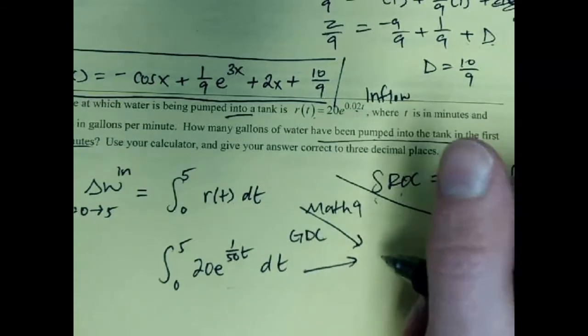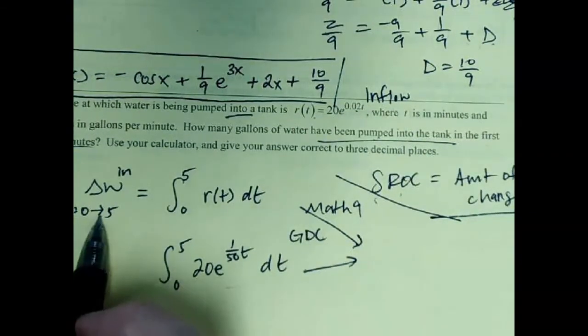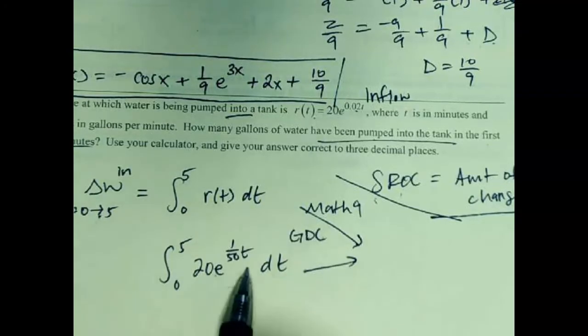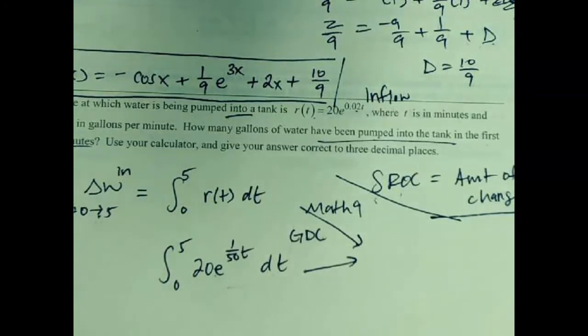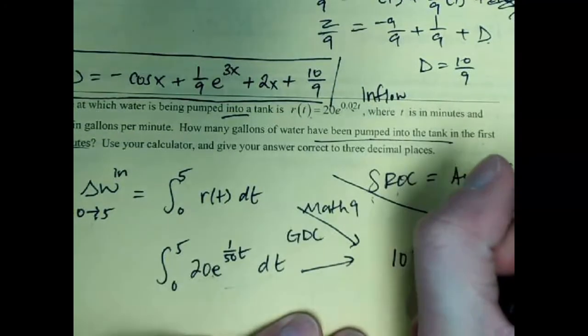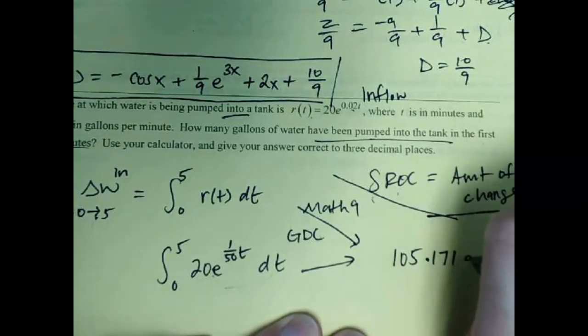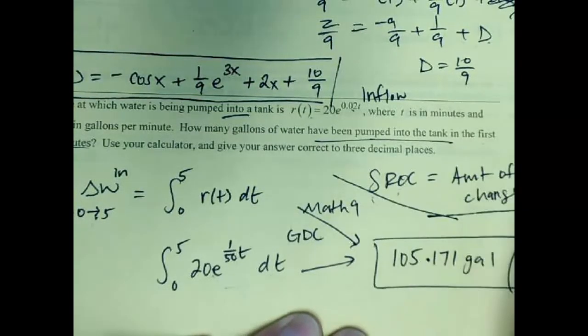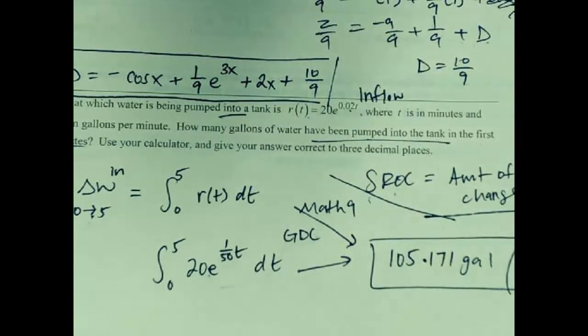and we're going to end up figuring out that change in water, which you get by integrating the inflow rate, right? How much water has come in, you would end up finding at 105.171 gallons. That's the amount of water that comes in. Now, if it told me, like, hey, Mr. Bell, it starts off with 50 gallons of water, then you would add 50 to that answer to get the final amount. Sometimes you get questions that ask, what's the amount of change?